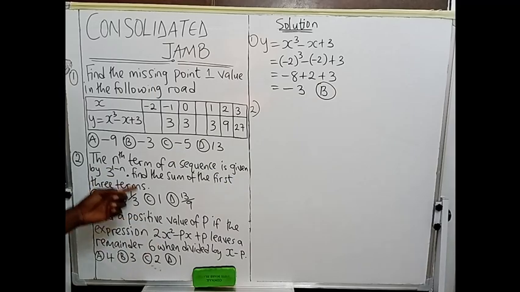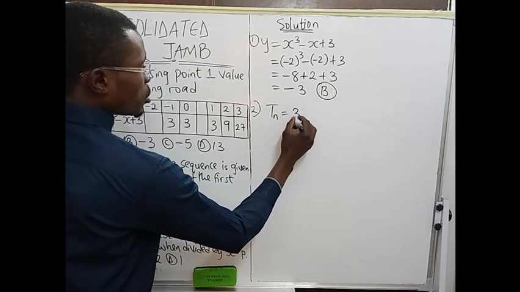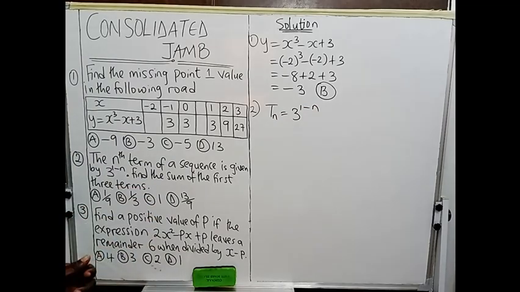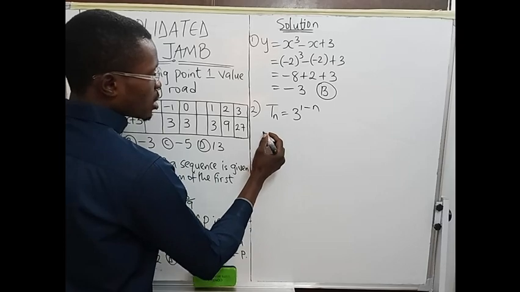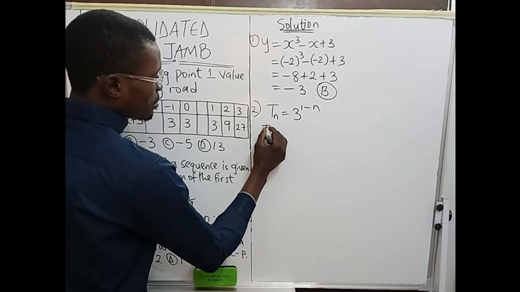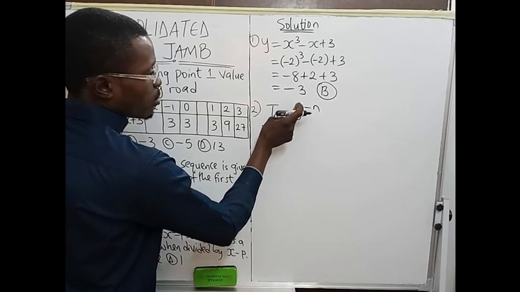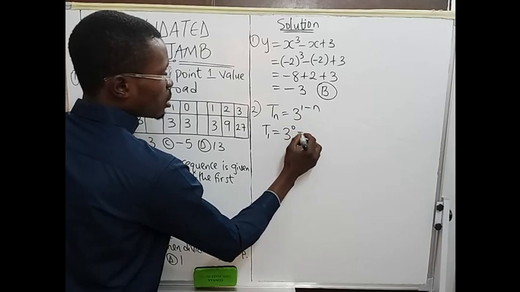For number 2, the nth term of a sequence is given by this. The nth term, let's call it Tn, is given by 3 to the power of 1 minus n. Find the sum of the first 3 terms. Let's get the terms. The first term T1, that is when n is 1, we're going to have 3 to the power of 1 minus 1, which is 3 to the power 0, and that will give us 1.